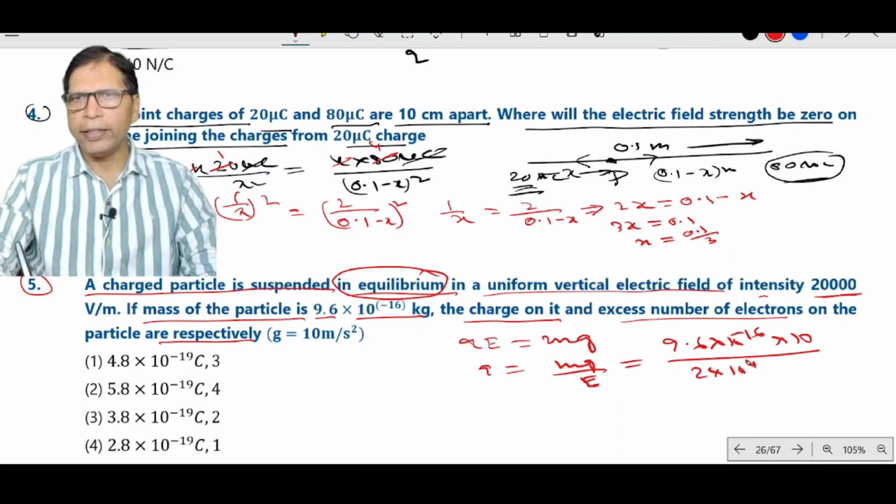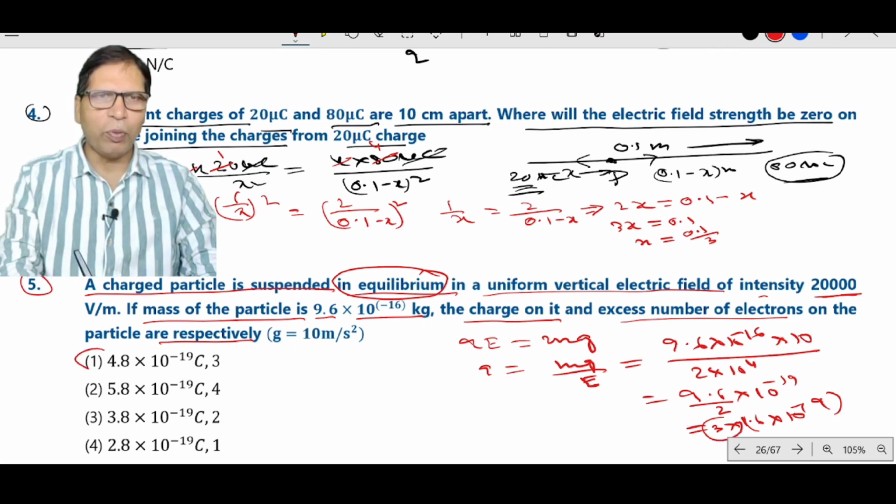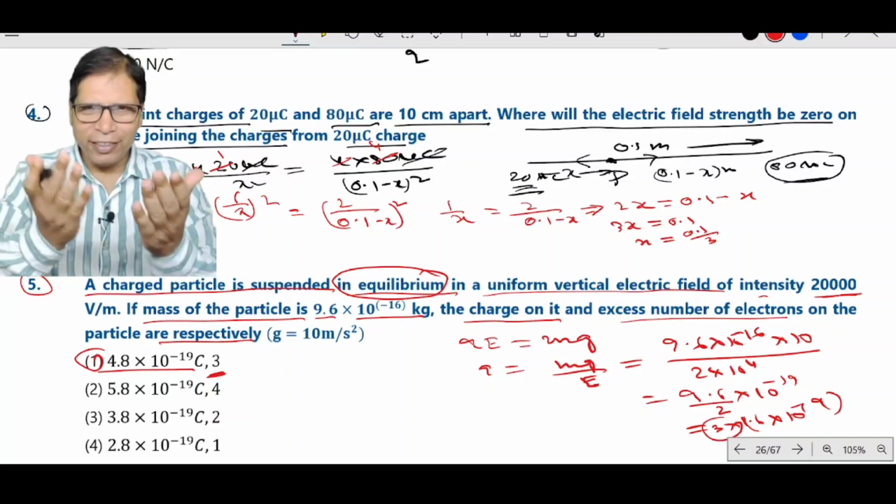Okay. So look at this, this is 9.6 into 10 to the power minus 19 by 2, that is 4.8. So excess, this becomes 3 into 1.6 into 10 to the power minus 19. So excess number of electrons is 3. So look at this, charge is 4.8 into 10 to the power minus 19 coulomb, and excess number of electrons here is 3.